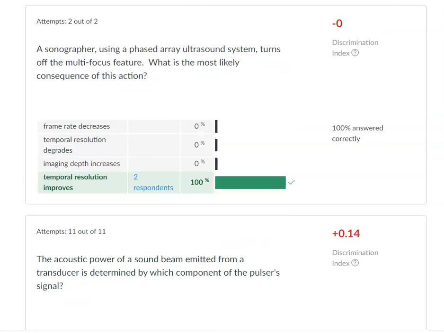Next, a sonographer using a phased array transducer system turns off the multi-focus feature. What is the most likely consequence of this action? Temporal resolution improves.